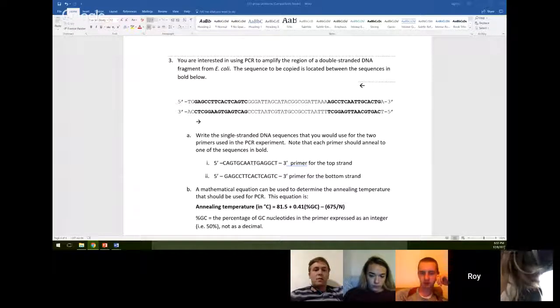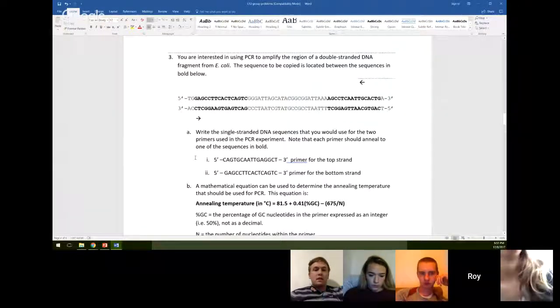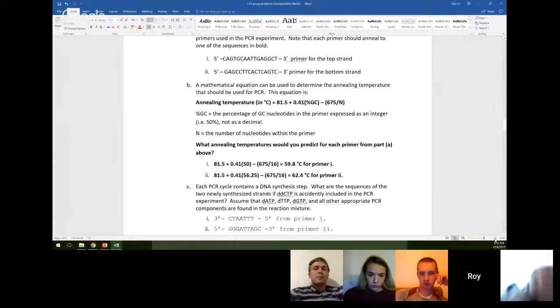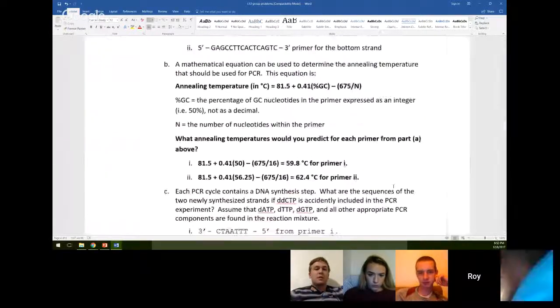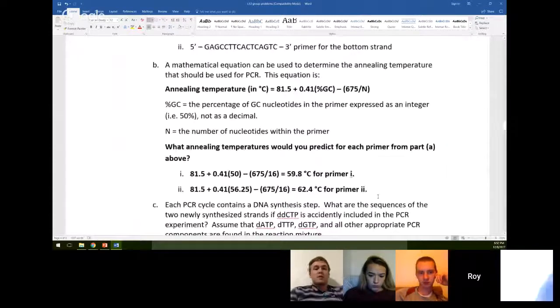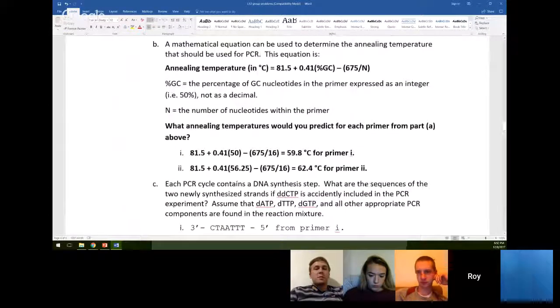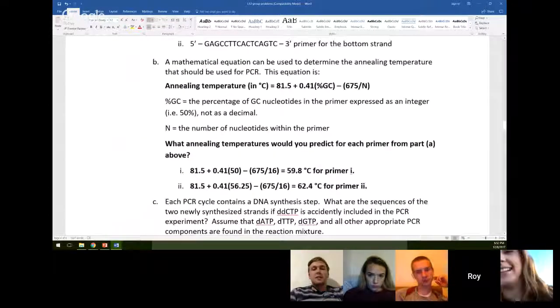And then for B, it's the equation used to determine the temperature that should be used for PCR. So what we're going to do, it gives us part of the equation. We have to find out the amount of GC nucleotides in it and the percentage. And so there was 8 in the first one we have, and then 9 in the second. So you do 8 divided by 16, 9 divided by 16.